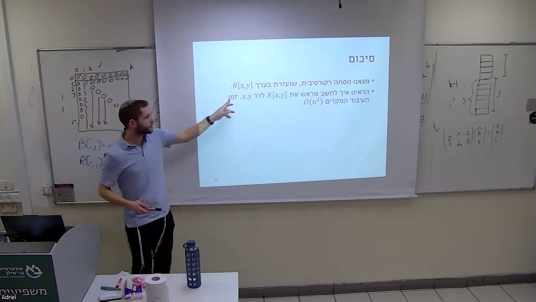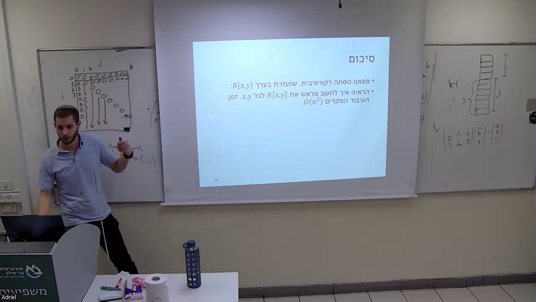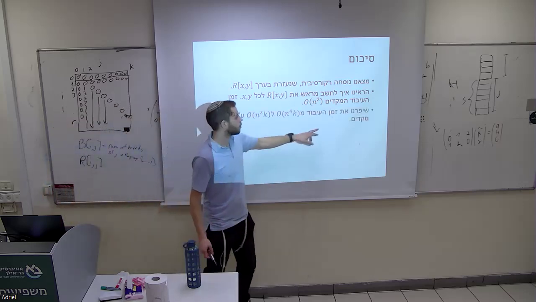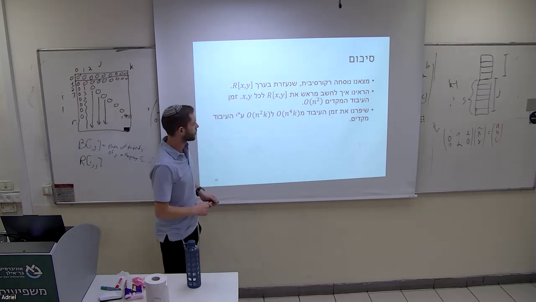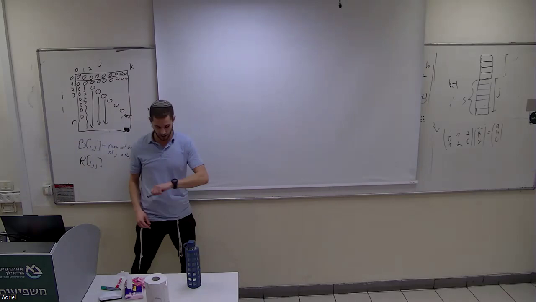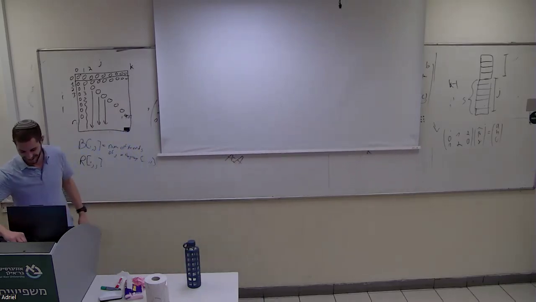So we show that the time to compute R is O of n squared, because to compute B is O of n squared, R is O of n squared, and therefore we improved the runtime, the pre-processing time from O of n to the fourth power squared to O of n squared times k.